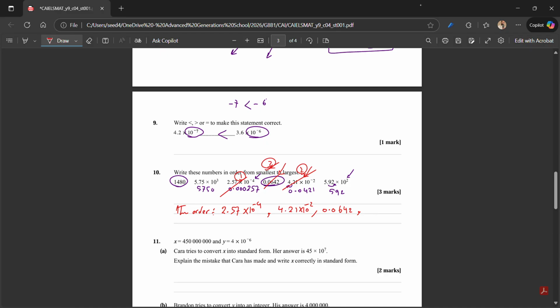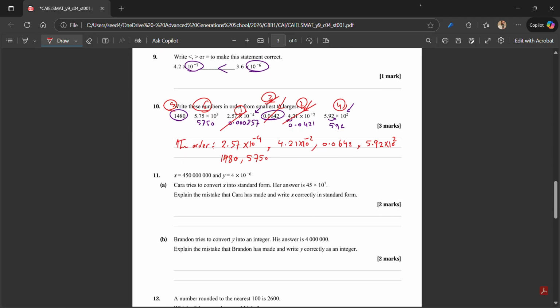Now guys, we have this one and this one, so 5.92 times 10 power 2, and this is the fourth. And this one is the fifth, and this one is the sixth, so here 1480, and the last one is 5750.